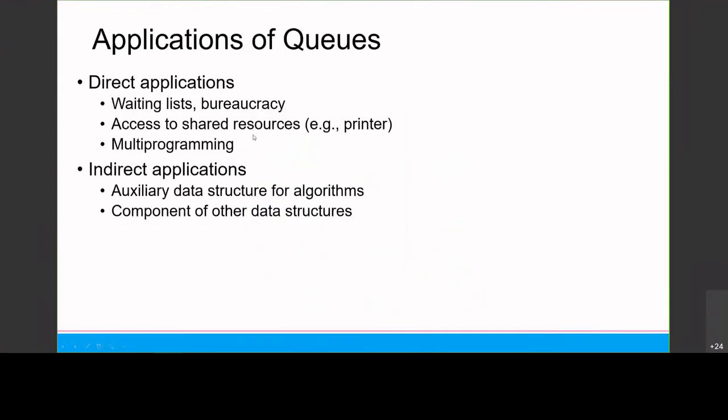So the application for the queue is about a waiting list. When you are in a waiting list, of course, the first will get the service and the last will get the last service, or it is in the bureaucracy. So if you go to a government office, yes, you will have this kind of queue. Or if you are accessing a shared resource, like for example, a printer. In one printer, you want to print multiple documents, so the first document sent will be printed first.